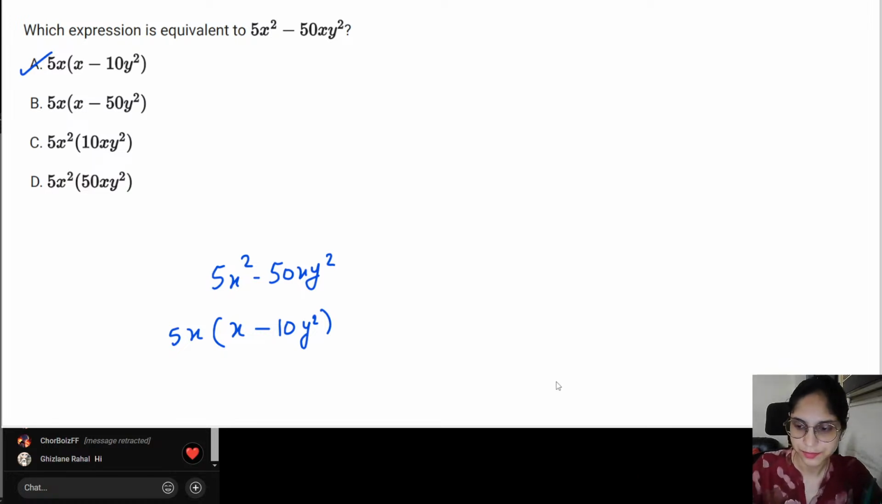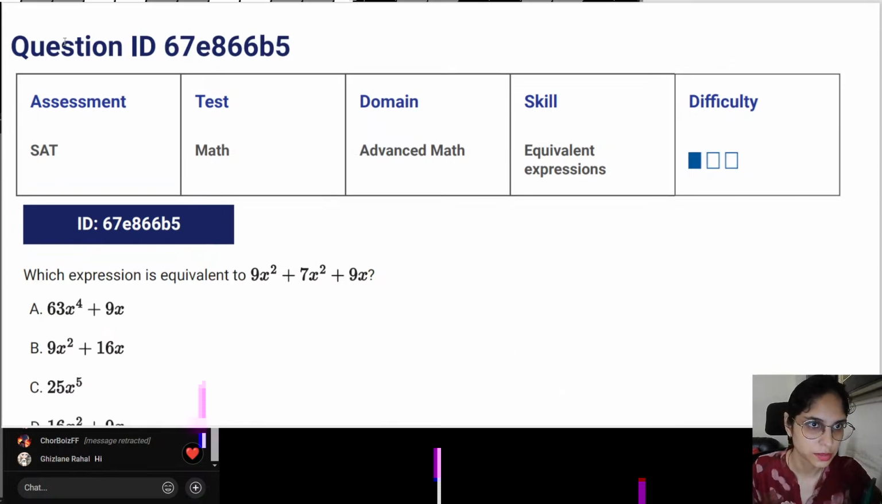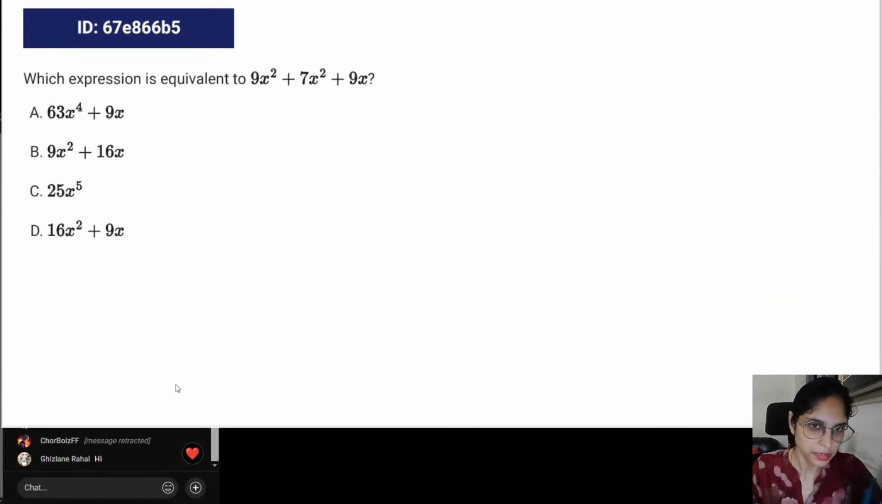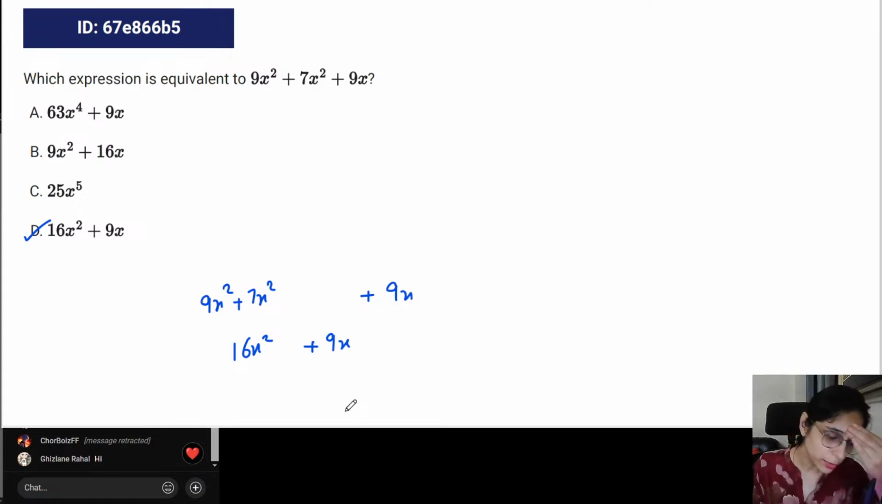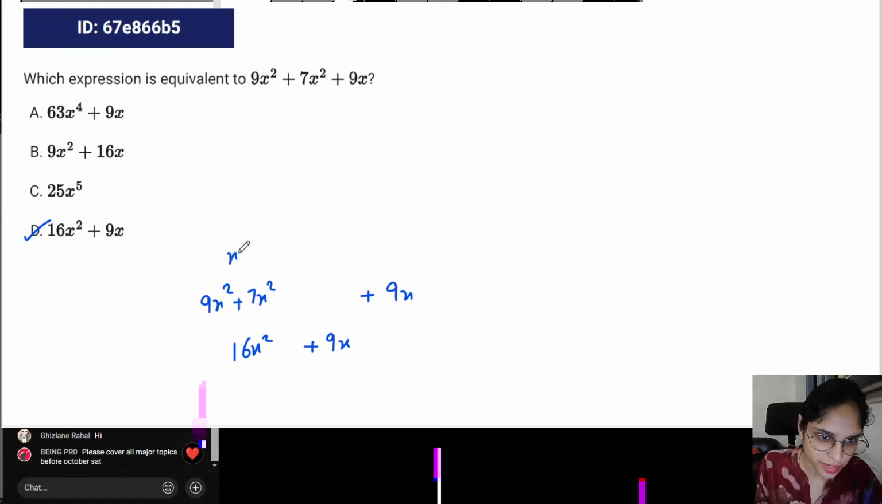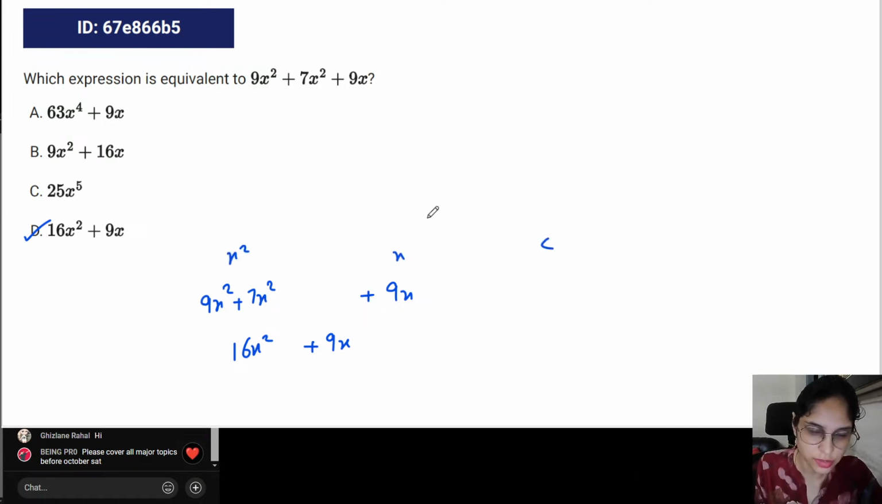Next is 51. Which expression is equivalent to this one? This is just addition of polynomials, so you combine the like terms. 9 plus 7 is 16. 16x squared plus 9x is the answer. What I do, so that I don't get confused, is combine all the like terms together. I write all the terms of x squared over here, all the terms of x over here, and all the constants over here. Add or subtract them and then just join them back.